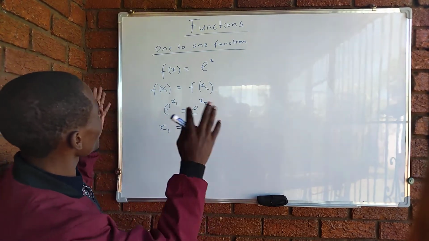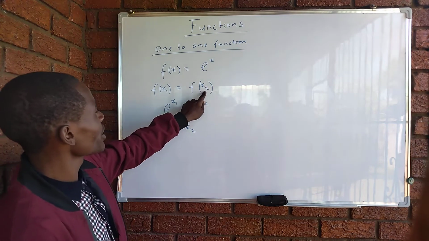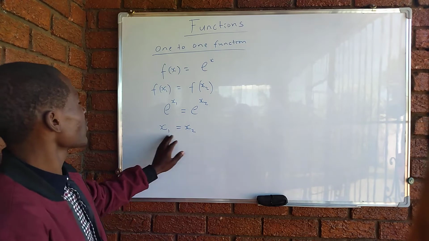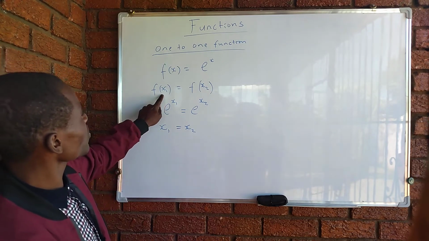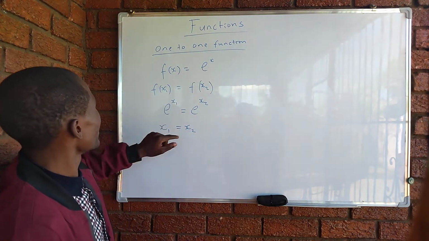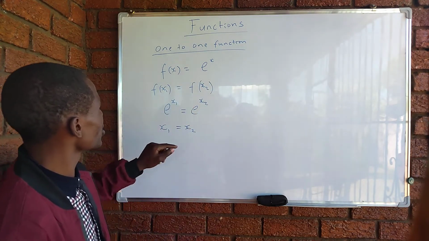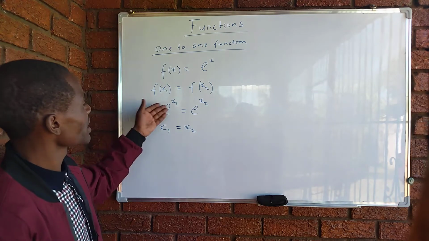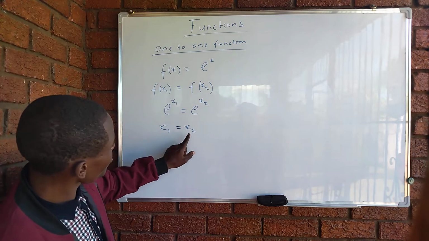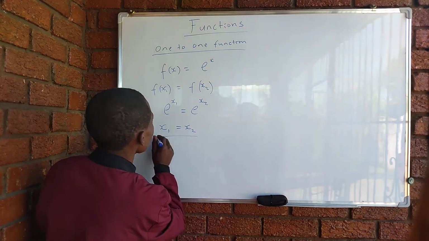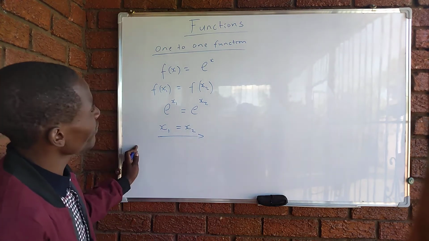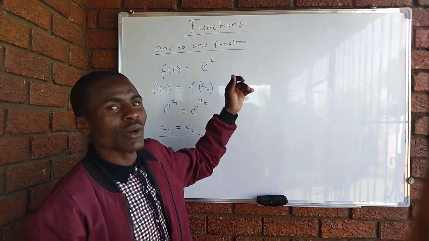To show that a function is one-to-one, f of x1 should be equal to f of x2, which means you put x1 here and x2 here, and when you simplify you should get equal results. So f of x1 is equal to f of x2. For f of x1, we put x1 in place of x: e to the power x1 is equal to e to the power x2. So x1 is equal to x2, using natural logarithms. So x1 is equal to x2. So this is a one-to-one function, right? So using this method to prove a one-to-one function is like using the graphical method, the horizontal line test.